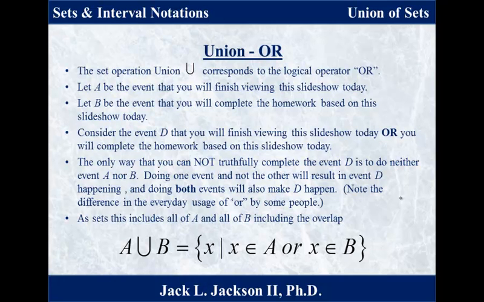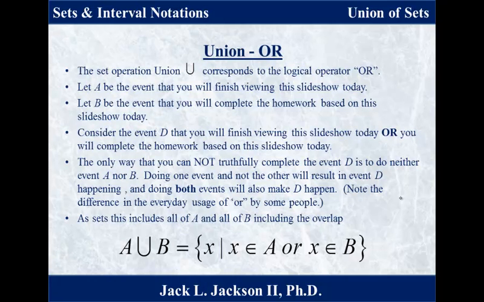What if we don't do either one? Well, certainly that's going to be false. But what if we do both? We say do A or B and we do both. Then that is a true statement. So doing both things, in other words, the intersection, is included here.